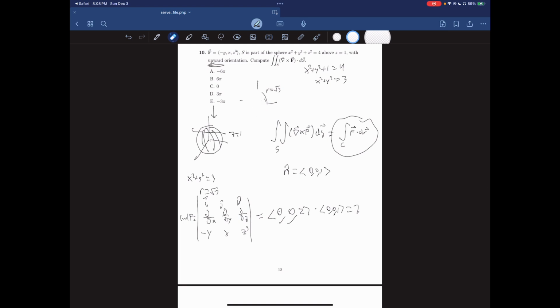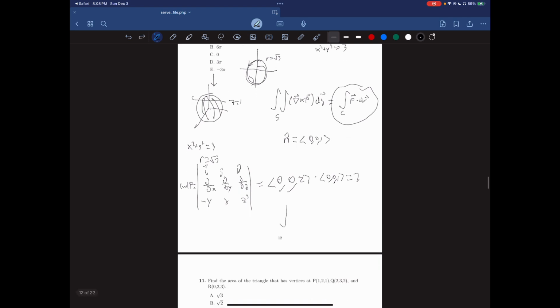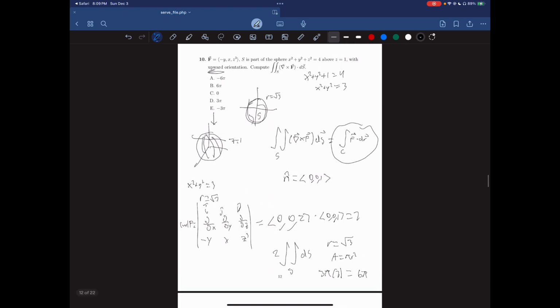Now as we chose the surface, this disk, we're really just looking for the integral over S of 2 dS. Since the integrand is constant, we can just pull that out, and we're just looking for the integral of dS of that surface, which is just the surface area, or the area of the circle. Since we know r equals root 3, and A equals pi r squared, we can plug that in, and the area of the disk is 3 pi, and then we multiply that by 2, and we get 6 pi, so our answer is B here.